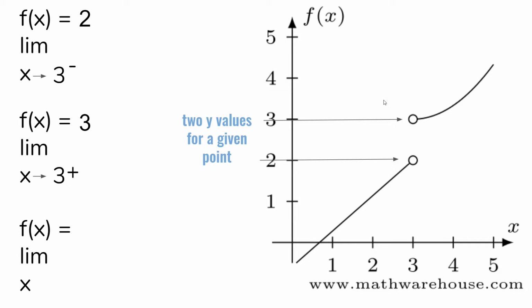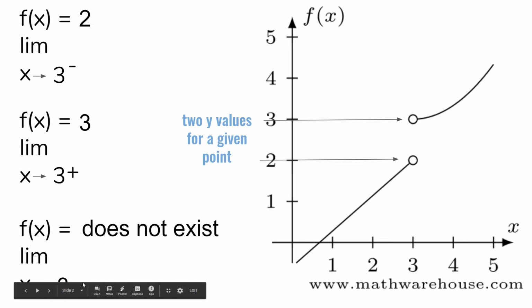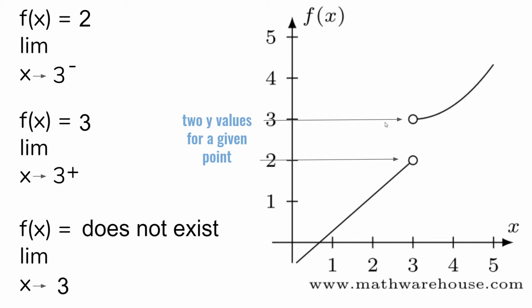And now ultimately we ask ourselves, what is f of x approaching as x equals just 3 by itself and not coming from either side? Well, because the value from the left and the value from the right are not equal to each other, since 2 doesn't equal 3, we can say that the limit of f of x as x approaches 3 by itself does not exist. In order for the limit to exist, the values from the left and the right have to be equal to each other. So 2 and 3 are not equal, and the limit as x approaches 3 does not exist.